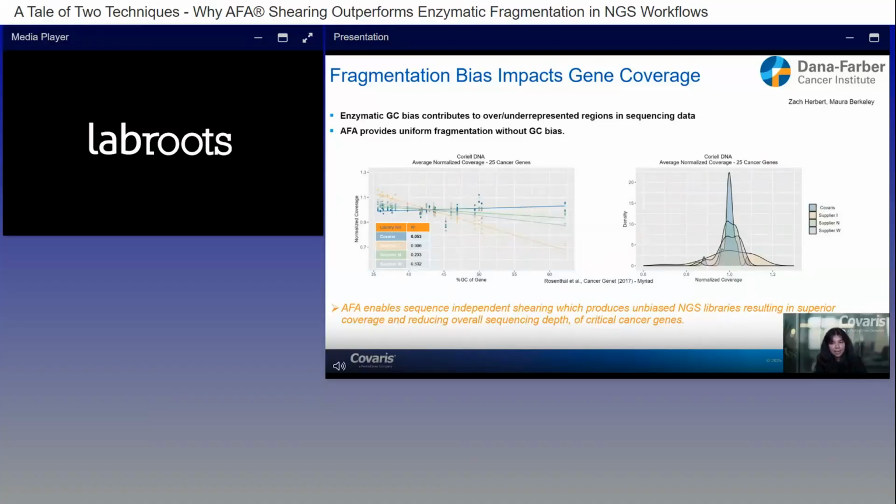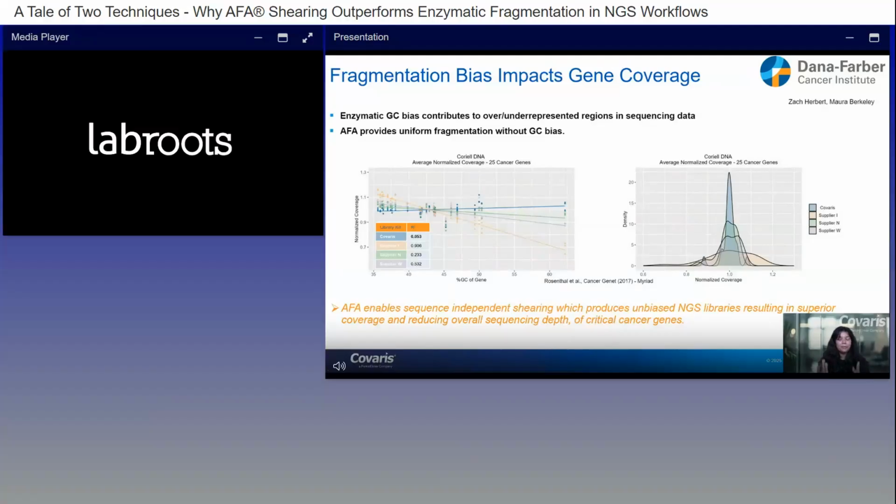If you're more visually inclined, you can also take a look at the second figure, which is a density plot, again showing the average normalized coverage of these 25 cancer genes. And what we can see here is that this supplier in orange, this enzymatically sheared library, has this very broad, flat kind of peak. And what this indicates is that some of these genes are getting very overrepresented in your sequencing data, and some are getting very underrepresented, and the rest are kind of somewhere in the middle.